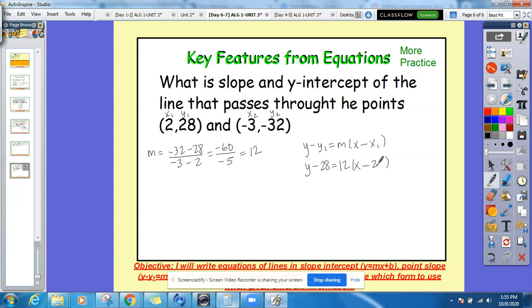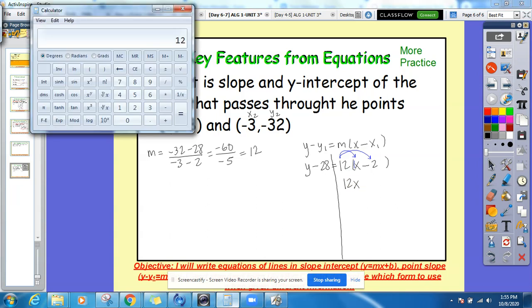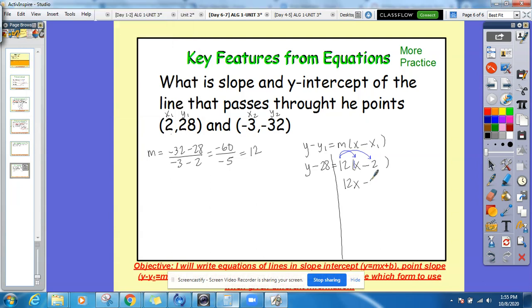Now, we got our equation of our line. If I wanted to, I could graph this in Desmos or any graphing calculator and find the y-intercept, but let's do it by hand. Let's distribute like we know. So 12, there's a secret 1 here, right? 12 times 1 is 12x. 12 times negative 2 is negative 24. That's equal to y minus 28.